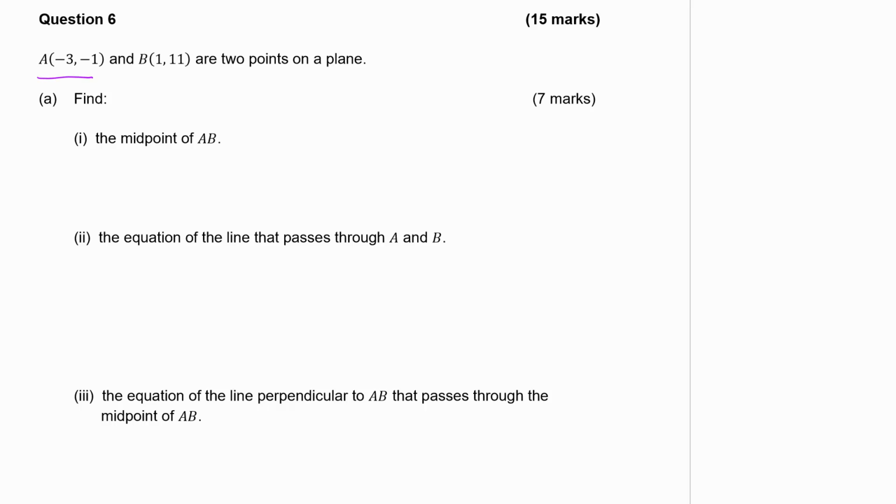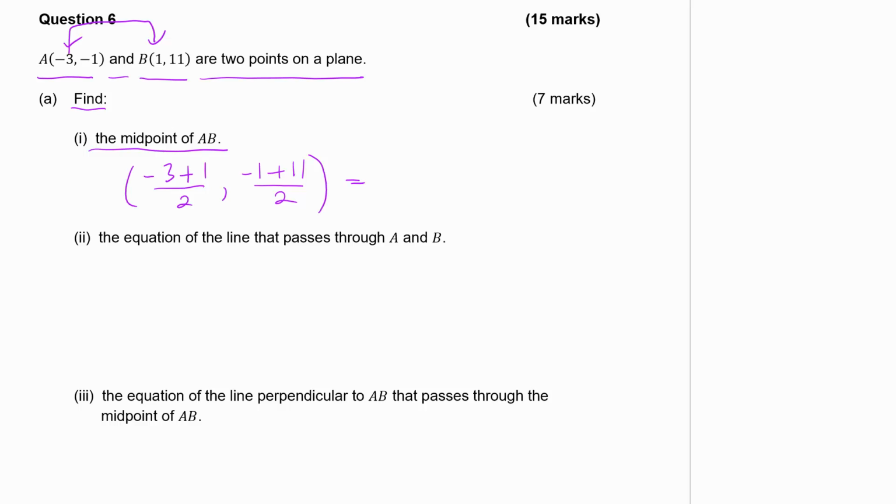A (-3, -1) and B (1, 11) are 2 points on a plane. We want to find the midpoint of AB. Well, that's just averaging the x-coordinates and then averaging the y-coordinates. So we're going to add the x-coordinates and divide by 2, and then add the y-coordinates and divide by 2.